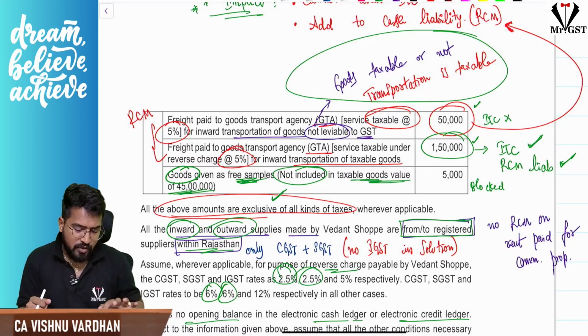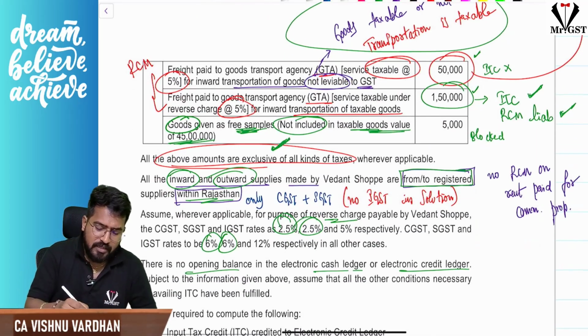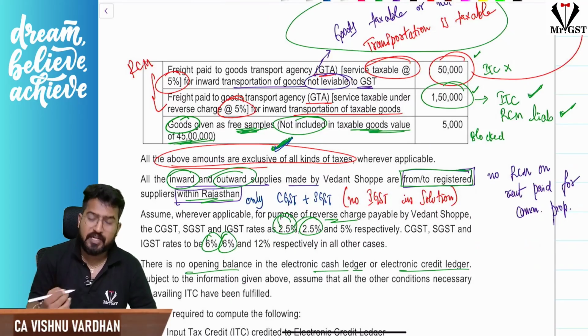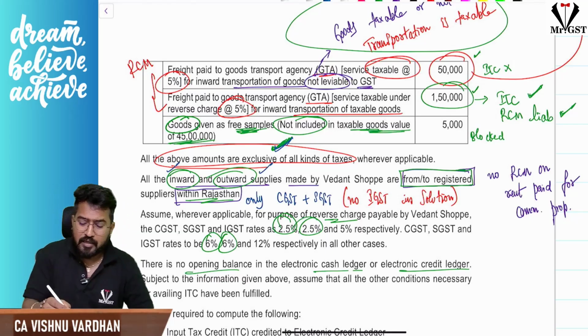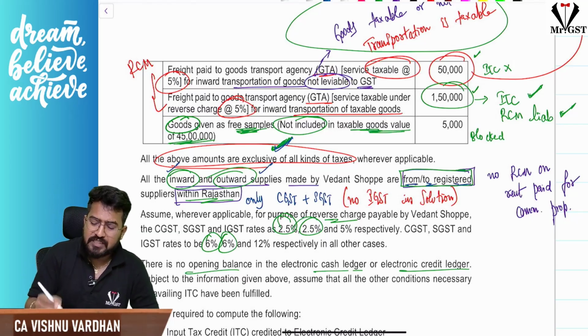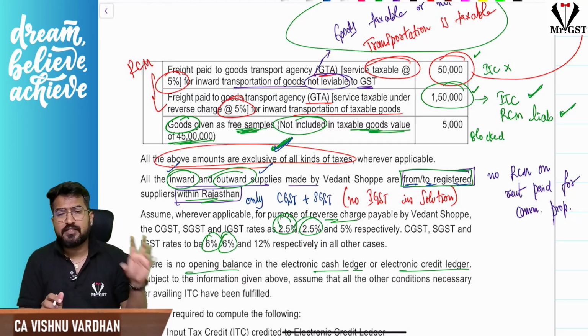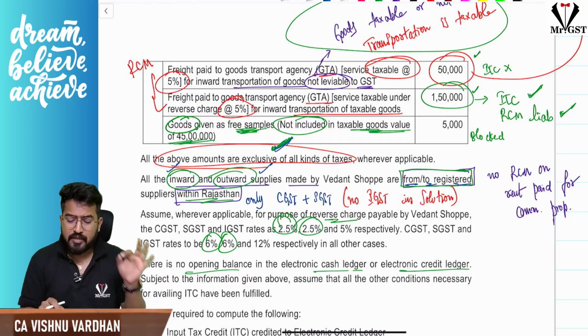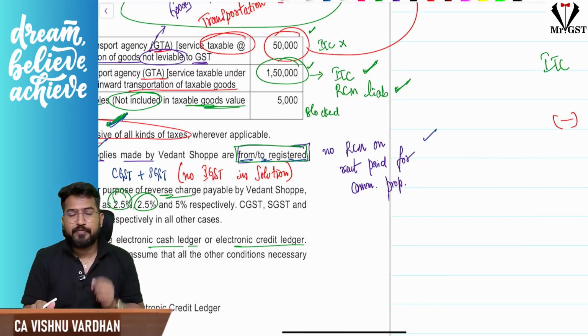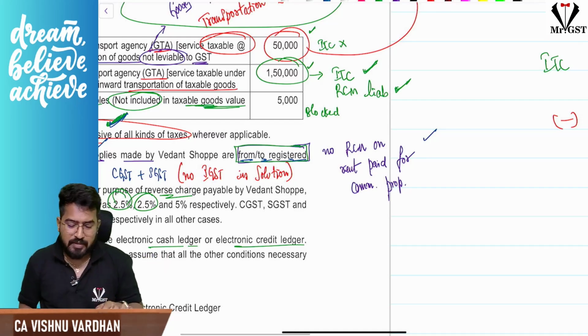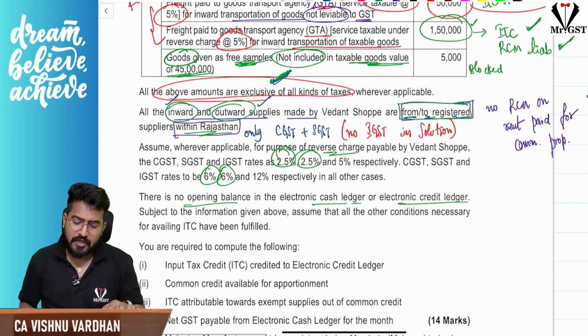And the important thing is, sir, all the amounts given here are exclusive of taxes, so please do calculations accordingly. And another important thing is, inward and outward supplies are received from or to registered persons. That means in all the cases, your customers and your suppliers are all registered. Because of this, one interesting point is the rent paid for the shop will not suffer RCM. Commercial property rented from an unregistered person, RCM will come. But here, because the supplier is registered, no RCM on the rent paid for the shop.